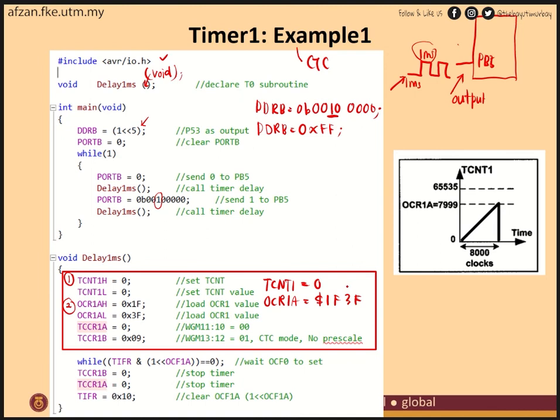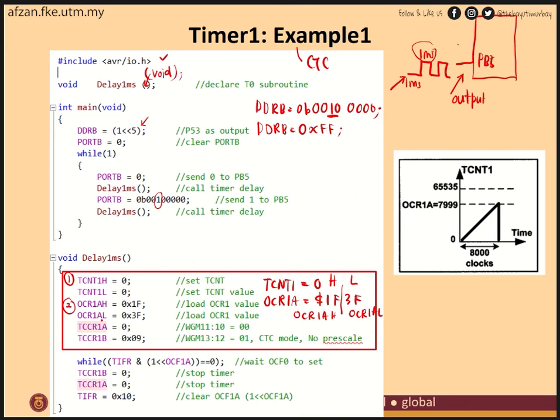Since 1F3F is a 16-bit number, you can divide it into low and high byte. So 3F you put at OCR1AL, while 1F you put at OCR1AH. So you see OCR1AH equal to 1F, OCR1AL equal to 3F. Okay, you load your OCR1 value.